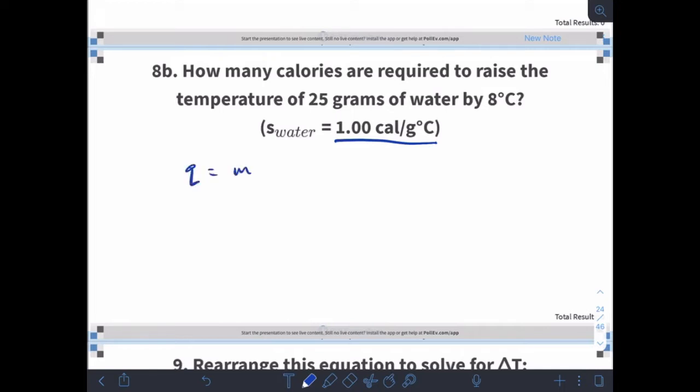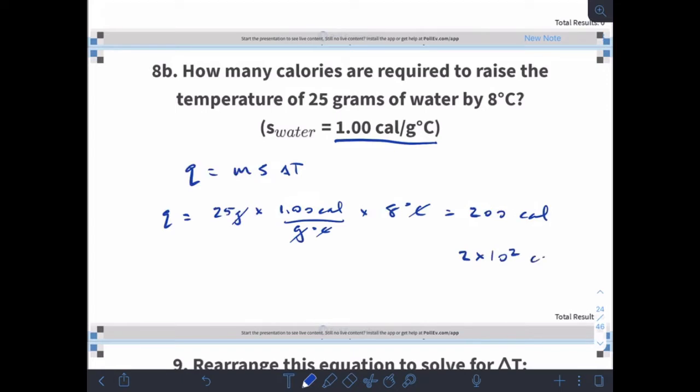Q equals ms delta T. Our mass is still 25 grams times 1 calorie per gram degrees C times 8 degrees C. So our grams will cancel, our degrees C will cancel, giving us an answer in calories. So 200 calories. Or if I'm being careful about sig figs, I would say 2 times 10 to the 2 calories, because remember, we only have 1 sig fig here.